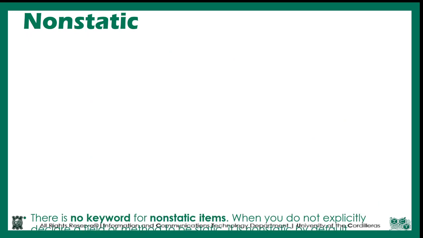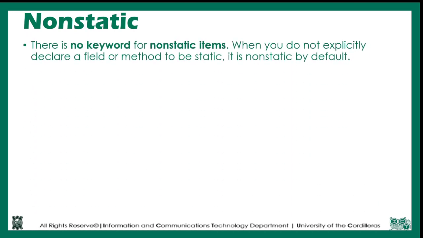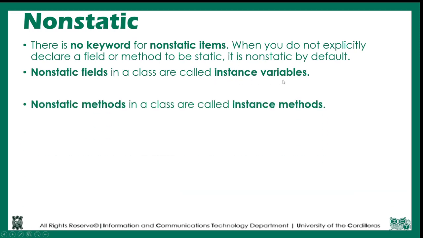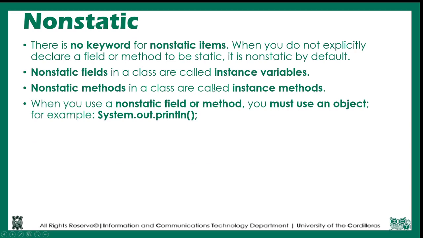Let's proceed with non-static. There is no particular keyword, compared to the word static. If you would like to declare a class or a method as static, you have to place the static keyword. For non-static, there's no need to add any keyword; it's automatic. Everything you have declared is by default non-static. Non-static fields are called instance variables, and non-static methods in a class are called instance methods.